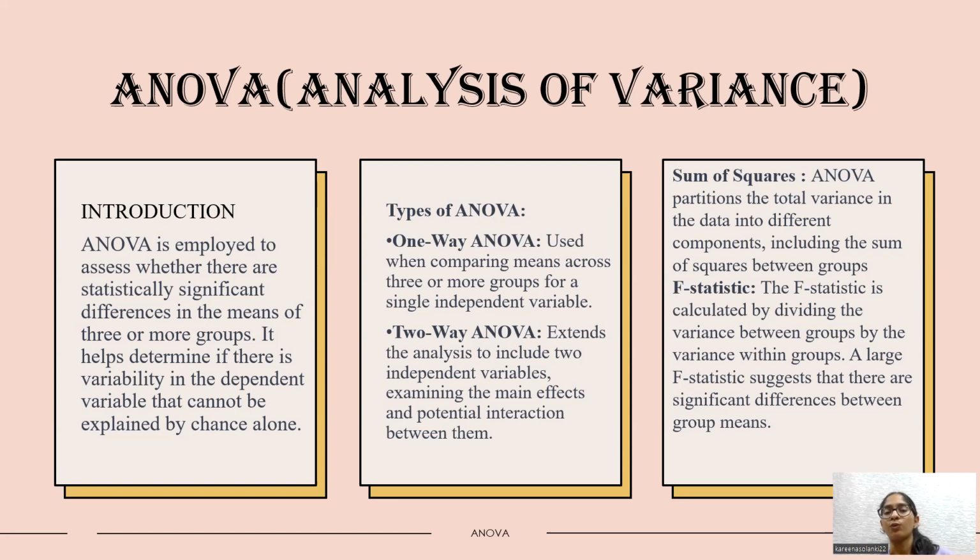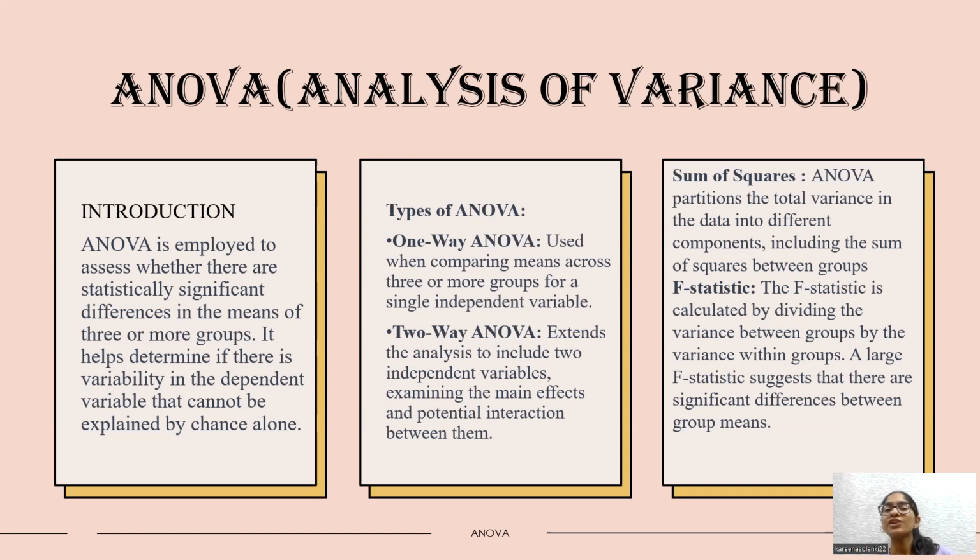There are two types of ANOVA, one-way ANOVA and two-way ANOVA. One-way ANOVA is used when comparing means across 3 or more groups from a single independent variable, whereas two-way ANOVA extends the analysis to include two independent variables, examining the main effects and potential interaction between them.